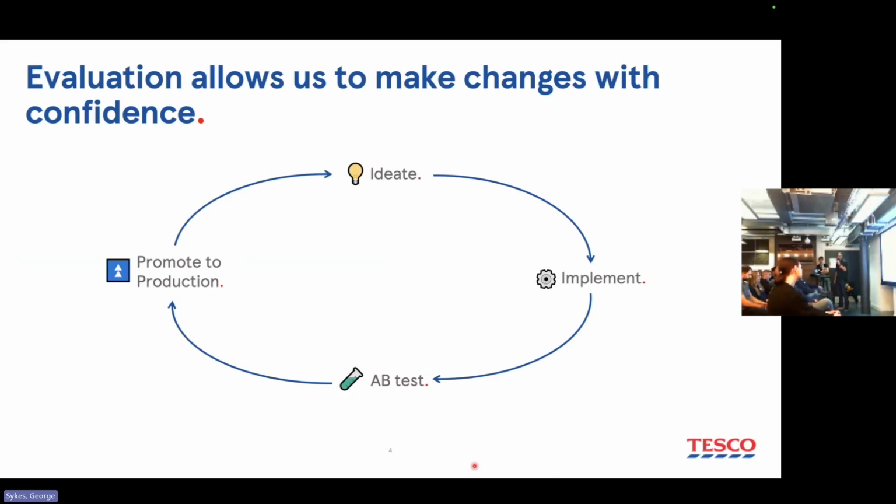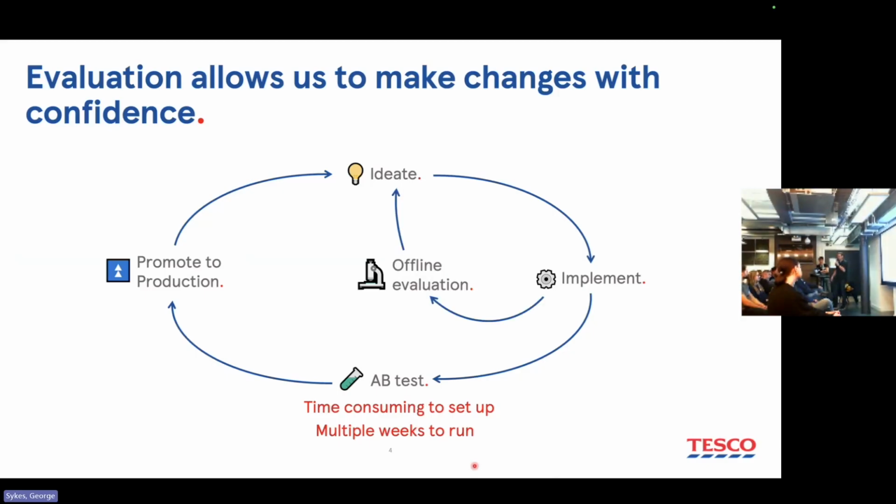But the main problem with that is that A/B tests are extremely time consuming to set up, and they can take multiple weeks to run. So we need a method to try and short circuit that process, to speed it up. And that's where offline evaluation comes in. Now, offline evaluation is just a way of simulating those changes in advance so that we can then filter out any changes that potentially have a bad impact before they get to an A/B test.